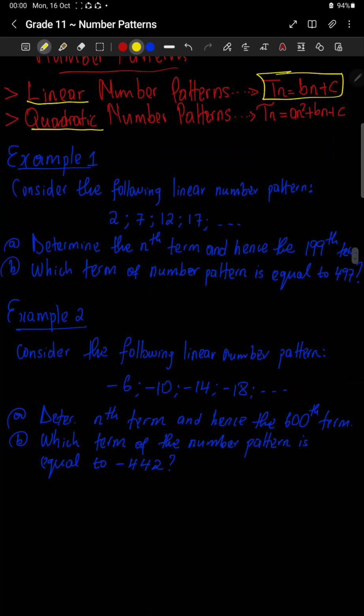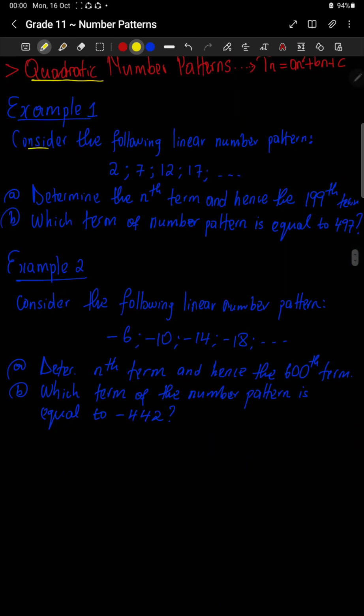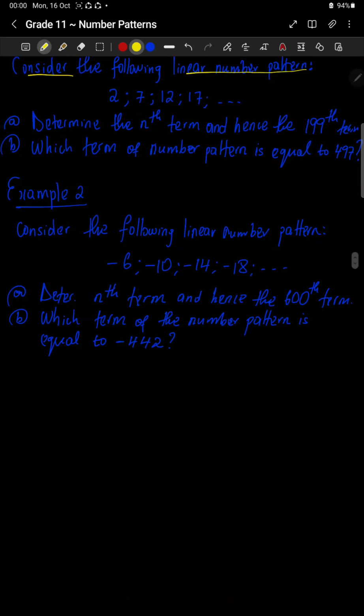Right. Now we'll be looking at the first example. Now where it says, consider the following linear number pattern, which we've got 2, 7, 12 and 17. Let me write the solution here. So we've got 2, 7, 12 and 17 and then so on. So this represents the first term, second term, third and the fourth term.